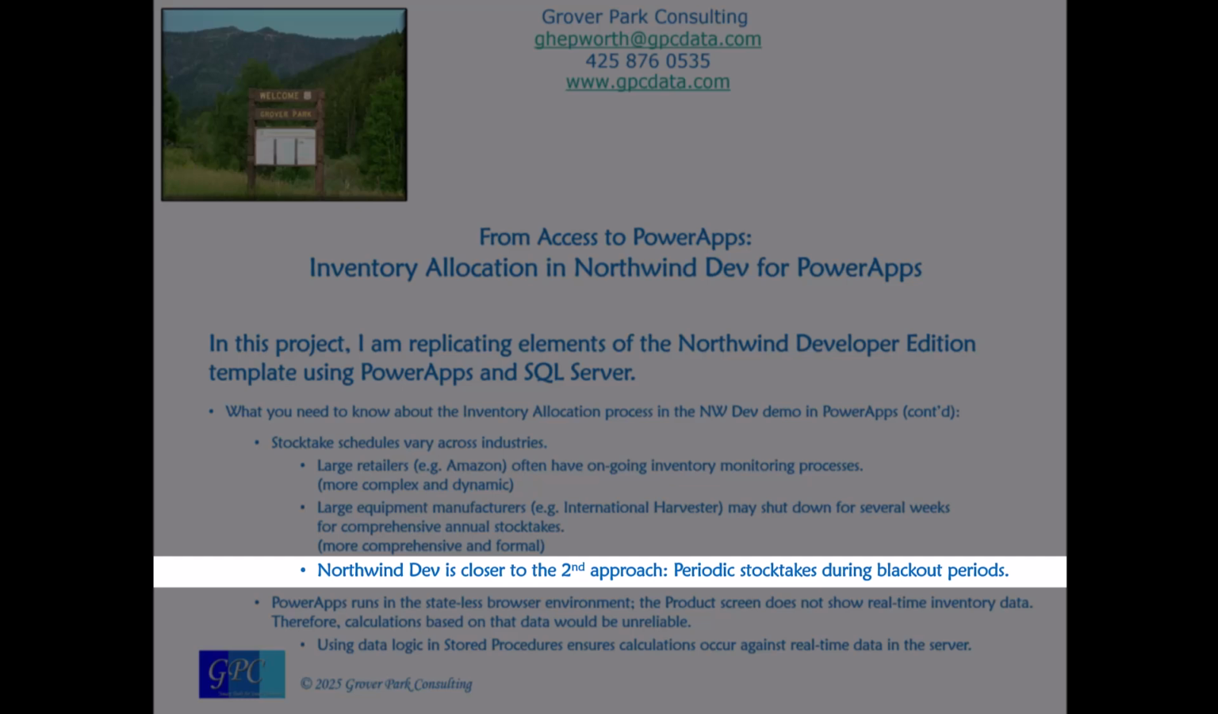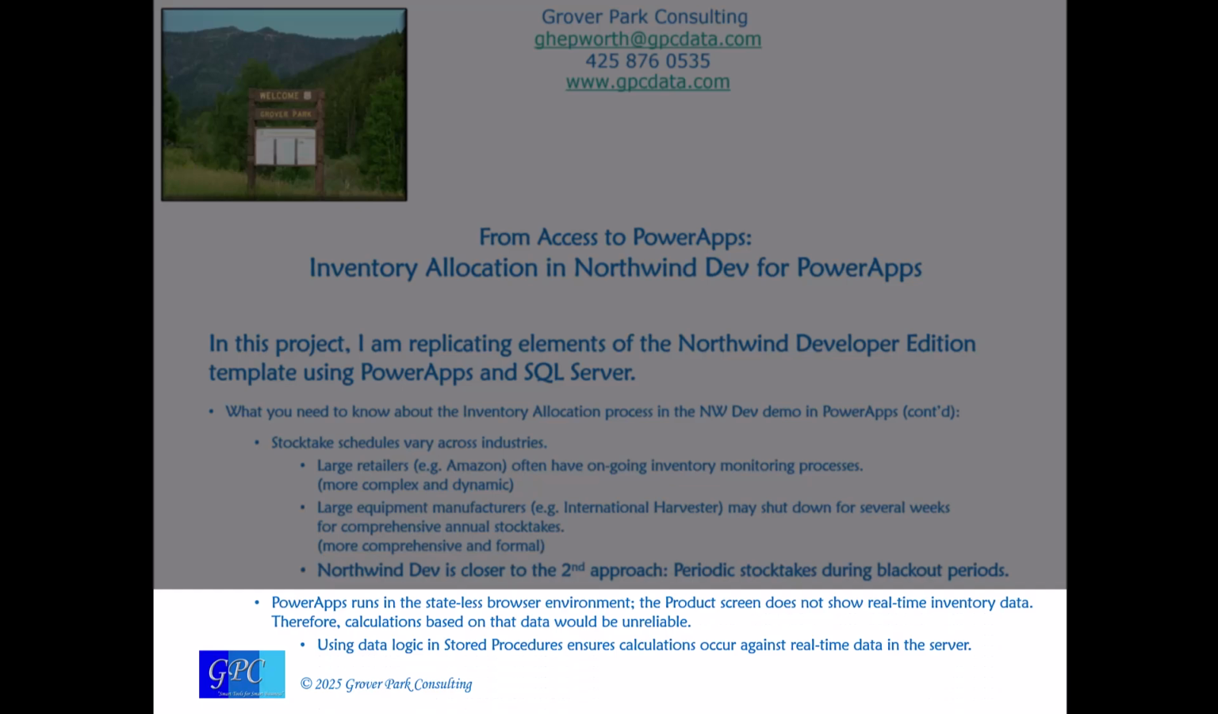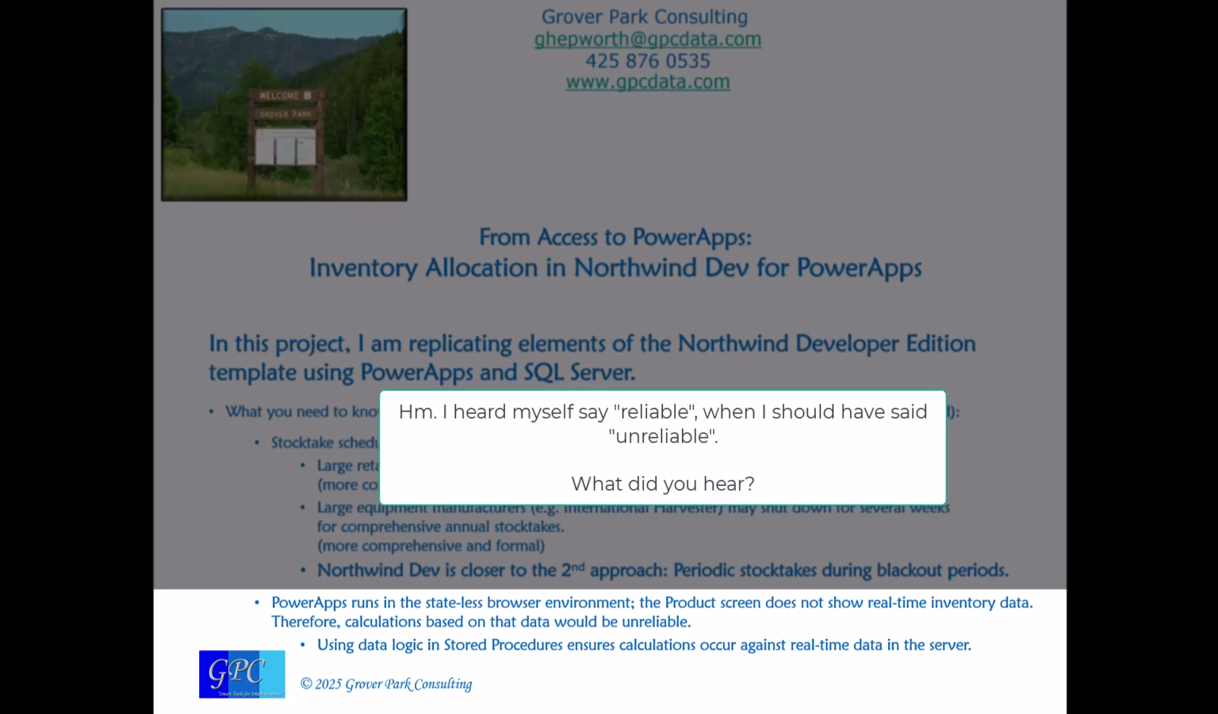During a blackout period, Northwind processes no new purchase orders and no new customer orders. And finally, PowerApps runs in a stateless browser environment. The product screen does not show real-time inventory data. It's the inventory as of the moment that screen loads. Calculations based on that data would not be reliable.